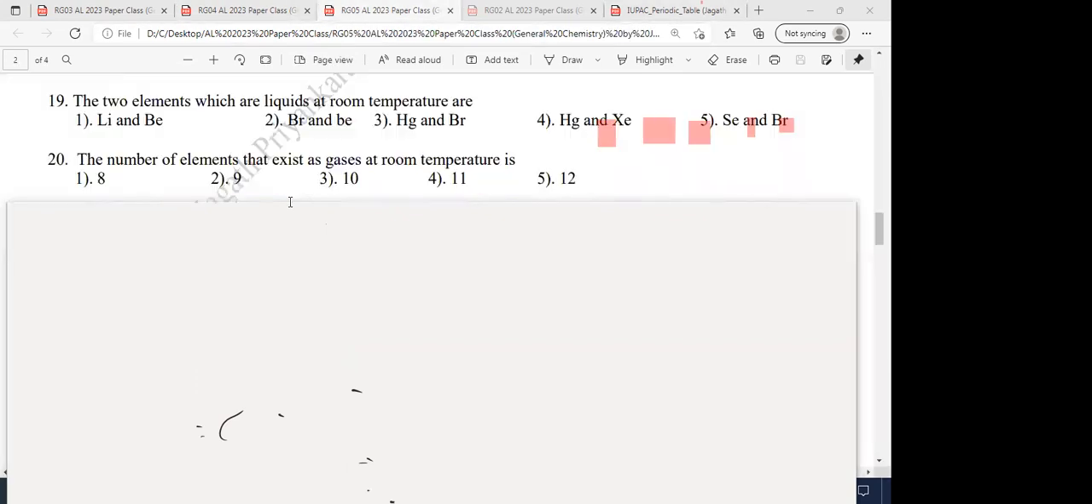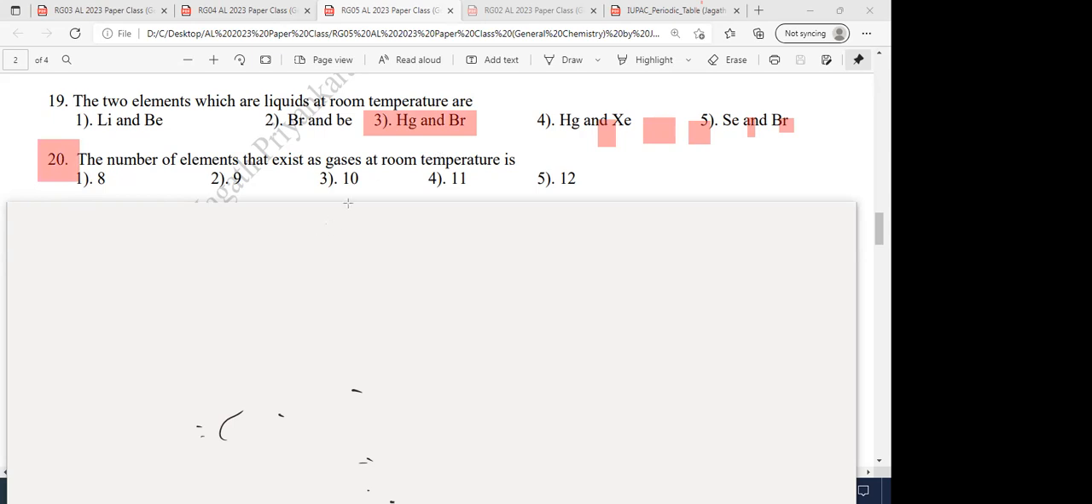Right. Then, what is the answer for the 19th? The 19th answer is third. Very good. All of you are correct, because mercury is a liquid metal and bromine is a liquid non-metal. 19, the answer is 3. Very good. Chanita correct, Ransil correct, Dinatmia also correct, Seshan also correct. Then the 20th also tell me, then we'll stop from here.